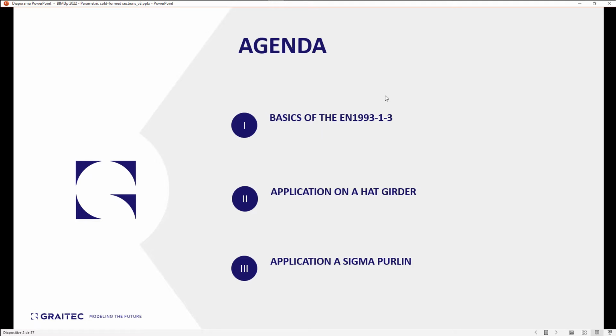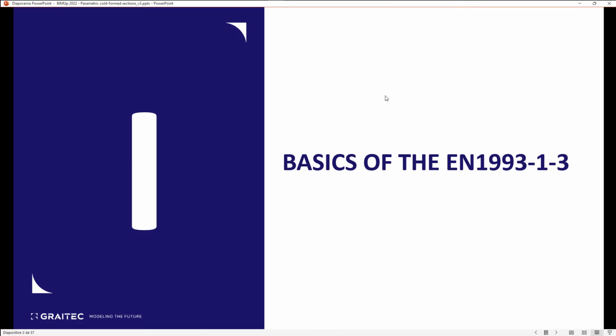It will be a sigma section this time, acting as a purlin, so it will be a member in mostly bending, but with the contribution from the roof. So let's start with the basics.